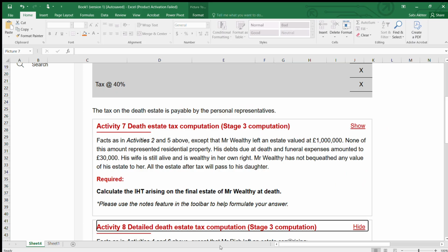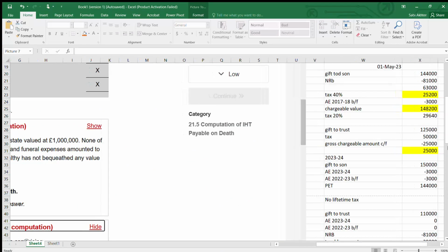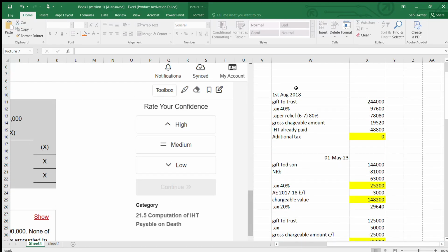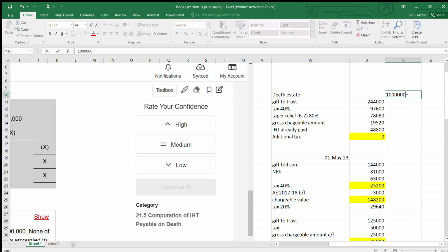So let's start with activity 2. The death estate is 1 million. Next we have funeral expenses. So funeral expenses will be deducted, minus 30,000.